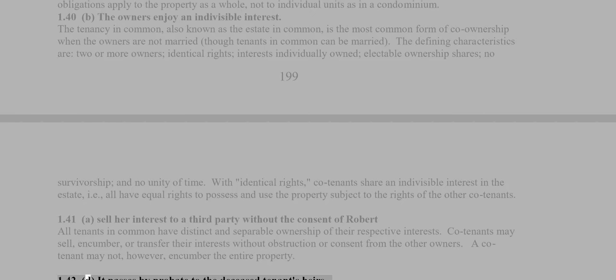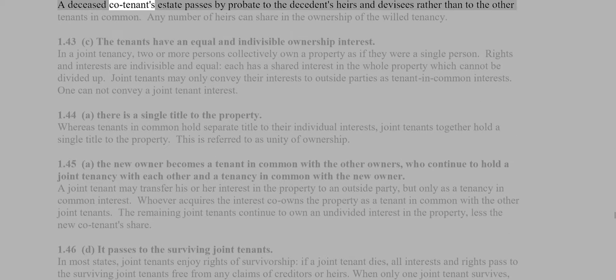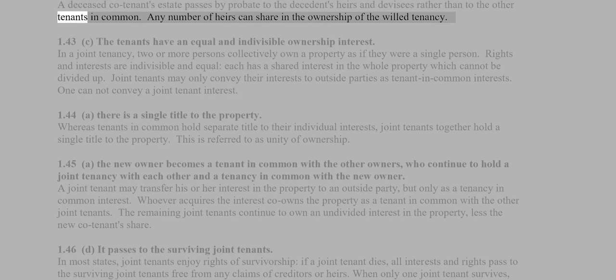1.42 d. It passes by probate to the deceased tenant's heirs. A deceased co-tenant's estate passes by probate to the decedent's heirs and devisees rather than to the other tenants in common. Any number of heirs can share in the ownership of the willed tenancy.